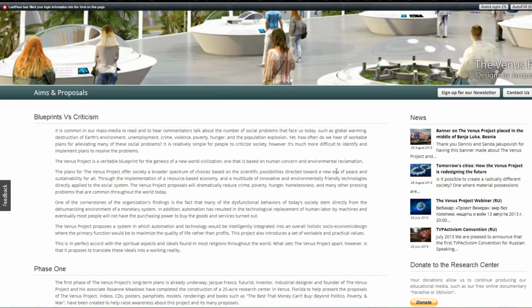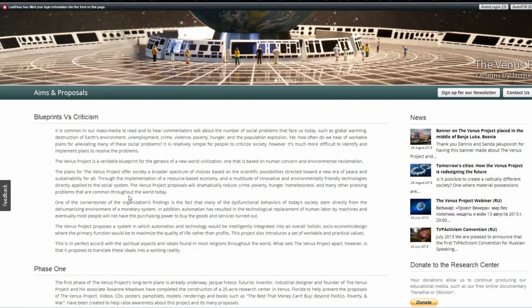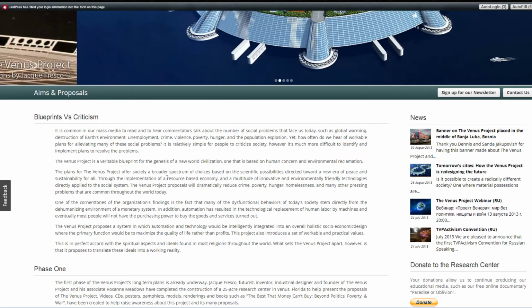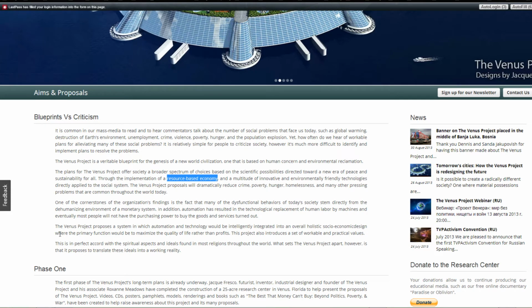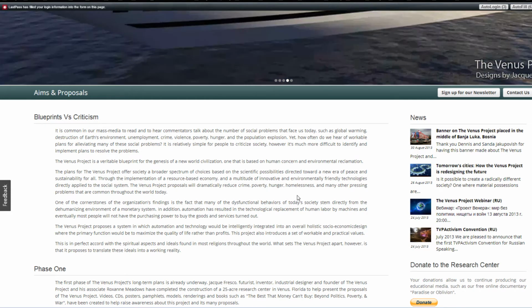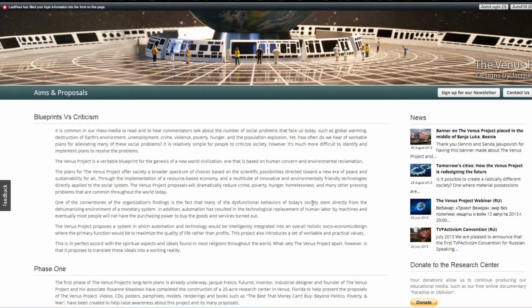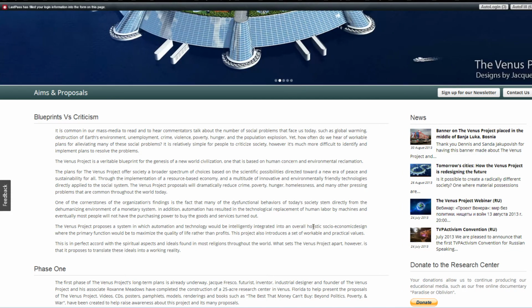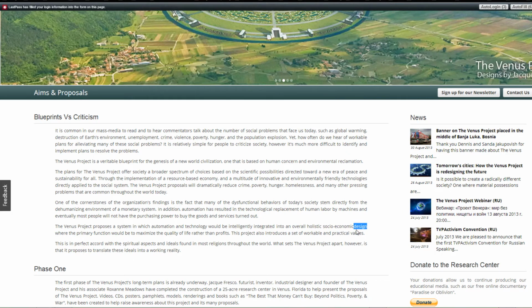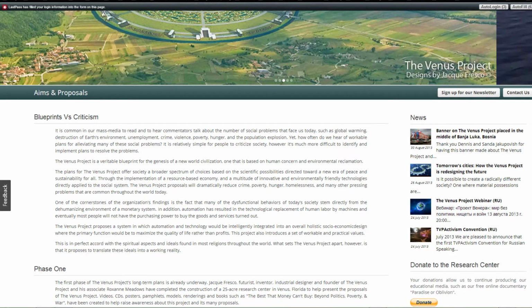Alright, here's another: toward a new area of peace and sustainability for all. Through the implementation of a resource-based economy, capitalize. Same paragraph, homelessness, remove the comma, and many other pressing problems. Alright, into an overall holistic socio-economic space design. Not the word space, but put a space between these two.